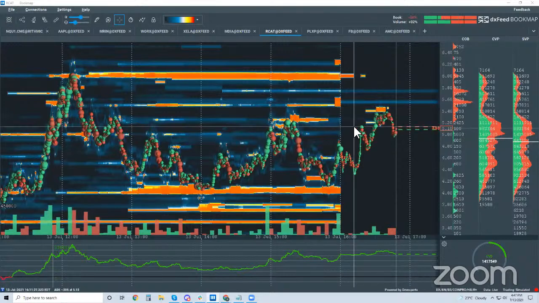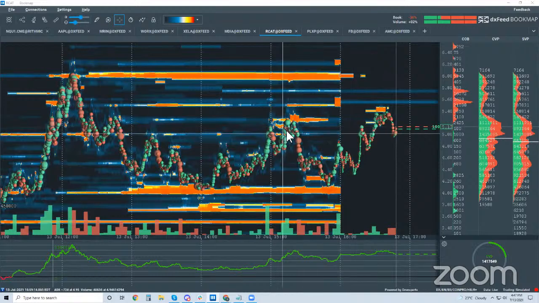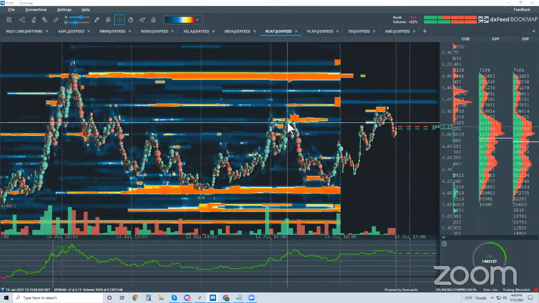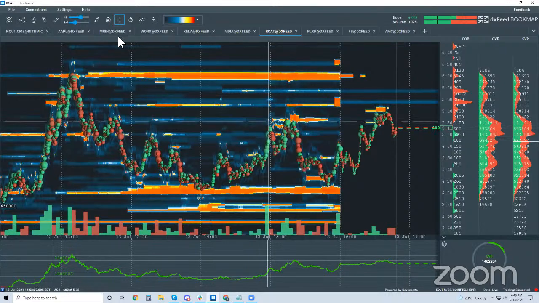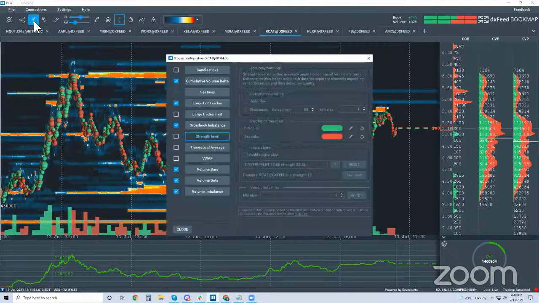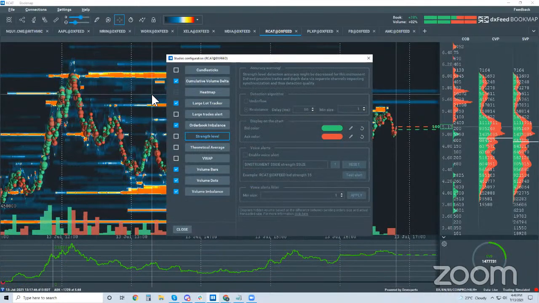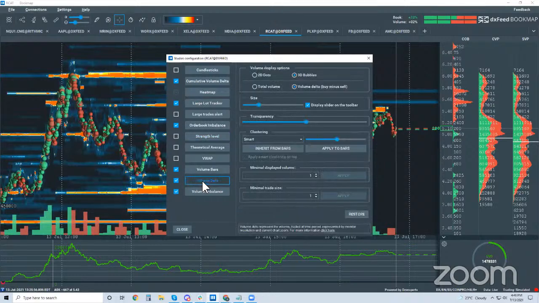Number one, I want to look at the volume dots. We're going to right click on the volume dots and go to volume dot settings. Or you can also come up here to the studies configuration and click on that. Whatever you choose, it goes to the same area, then you click on volume dots here.